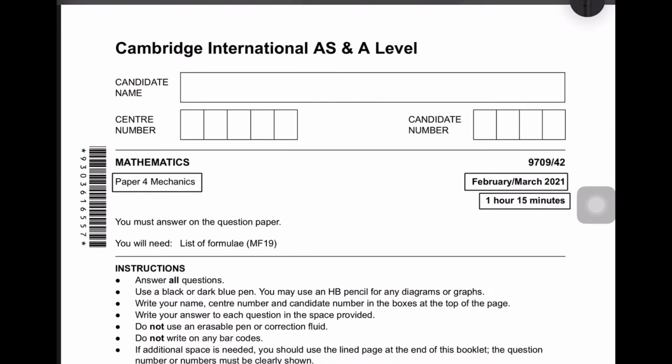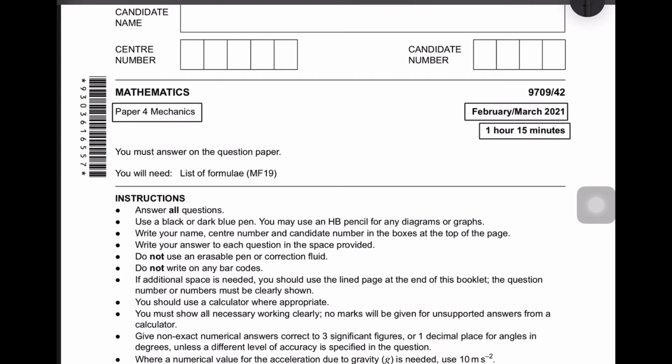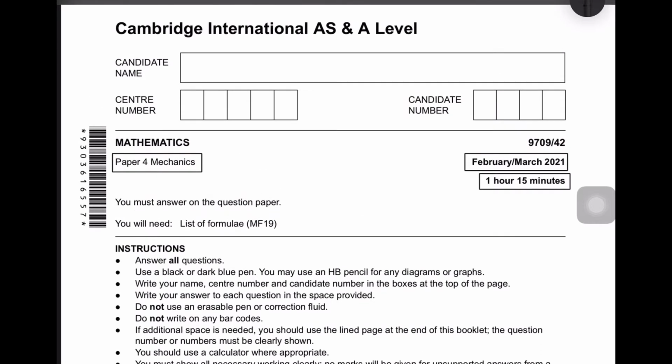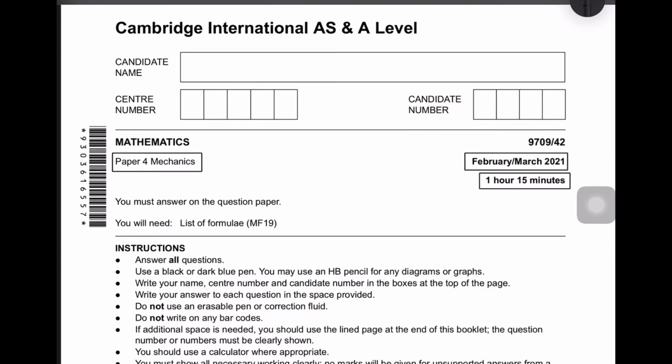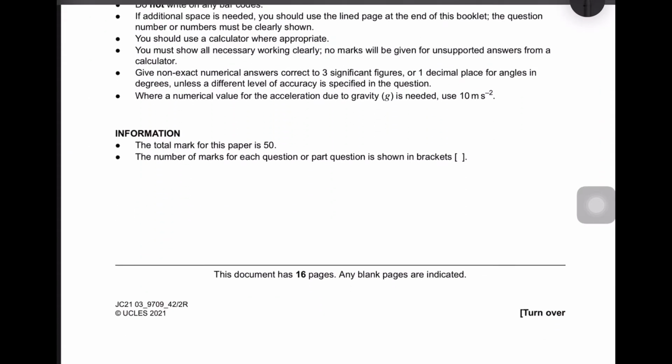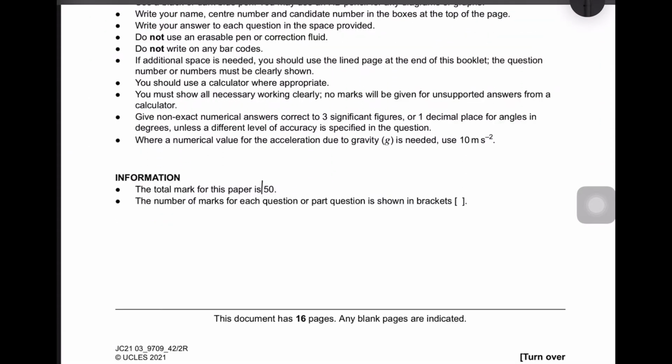So as usual, the instructions are given. You must write candidate name, center number, candidate number. Its marks is 50 marks. And one more important thing is that when you are writing g, you must use 10. g's value will be 10.